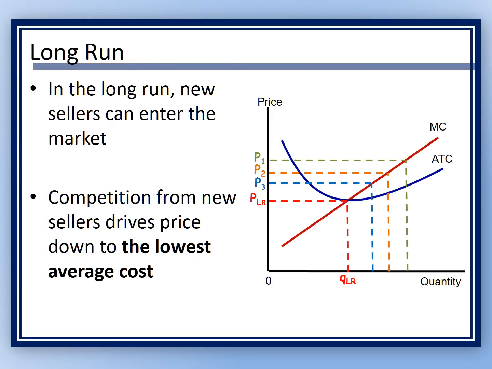So what happens in the long run is when you allow free entry, new sellers would keep entering to undercut existing sellers, and this process only stops when price equals the lowest average cost. You can't charge lower than the lowest average cost, because if you do, you are certainly going to lose money. So no one wants to charge lower than the average total cost.